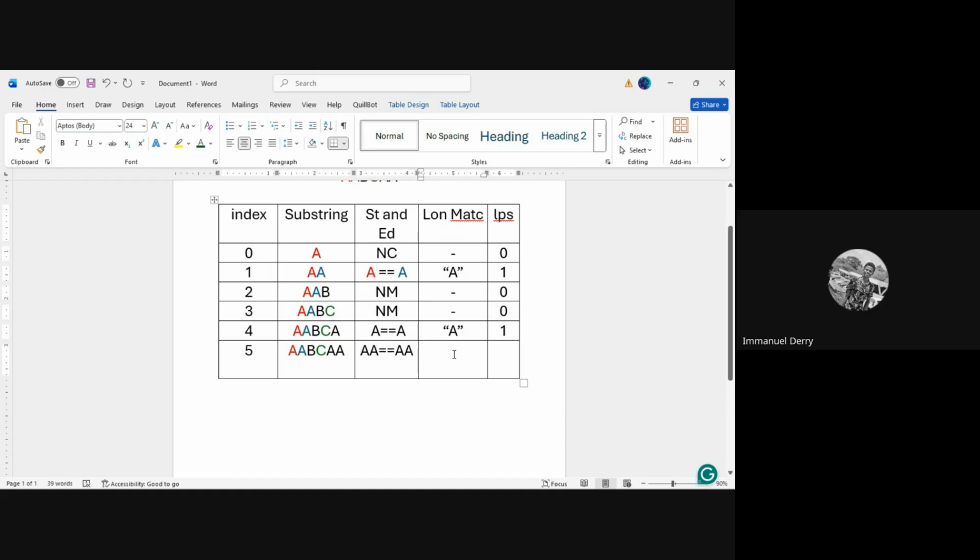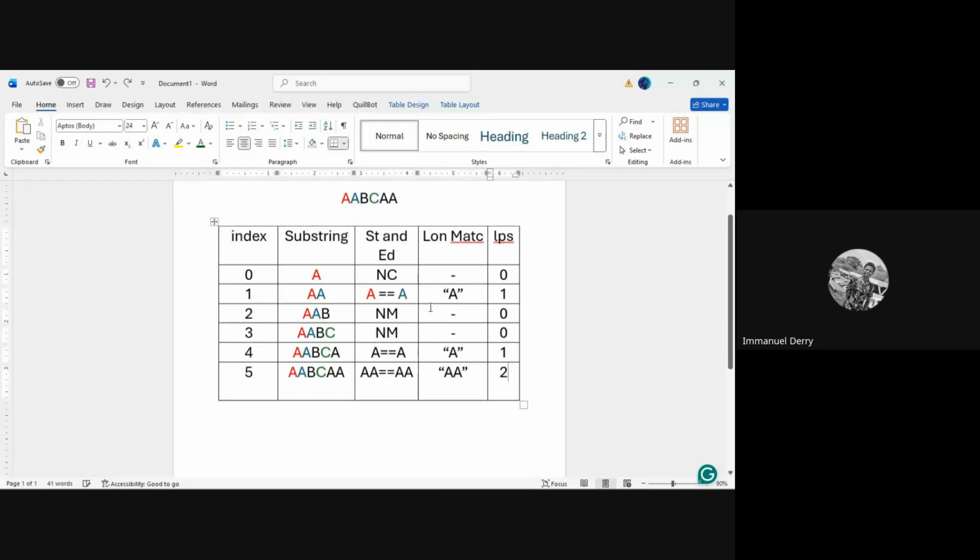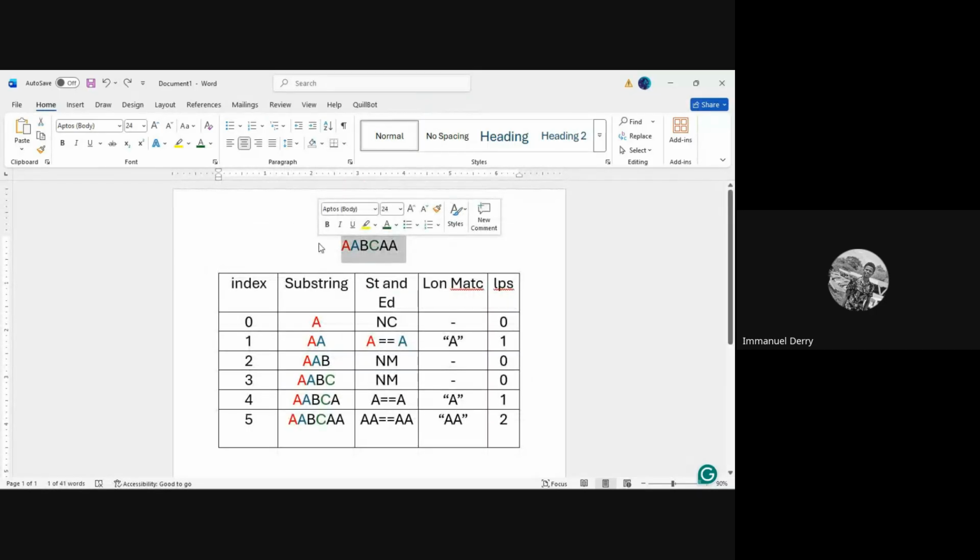So we have the match, or the longest match is AA. Very clear. And then as I was saying, if there's a match seeding another match, then we increase this by 1, and then we have 2. So this is it for this particular sample given to us. Please, are we clear? Yes, sir.